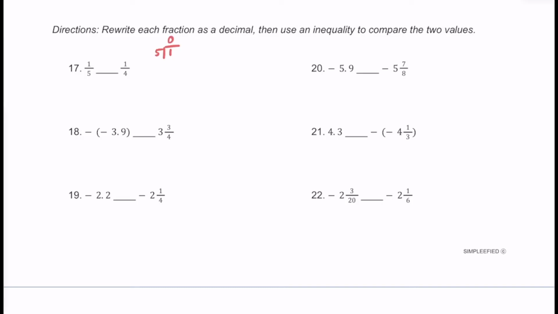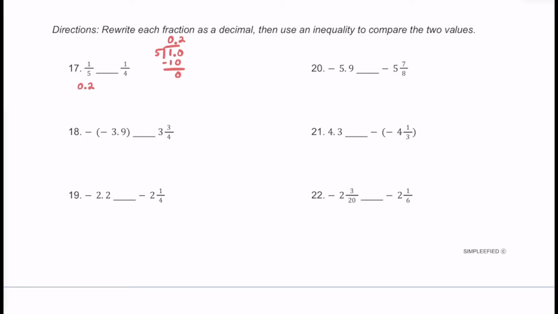5 fits into 1 0 times. So we're going to go ahead and put a decimal, and a 0. And how many times does 5 fit into 10? Well, it fits in 2 times. So 2 times 5 is 10. We have a remainder here of 0. So for this first decimal, we just have 0.2. Let's go ahead and write 0.2.